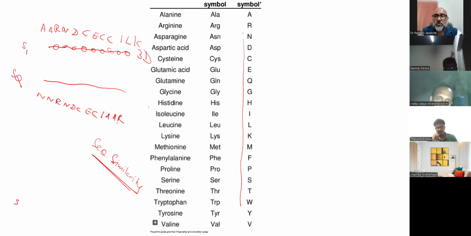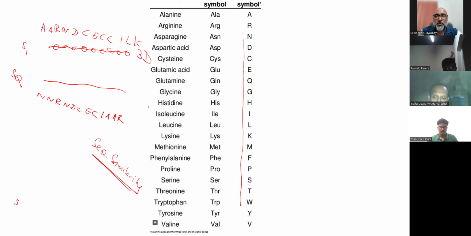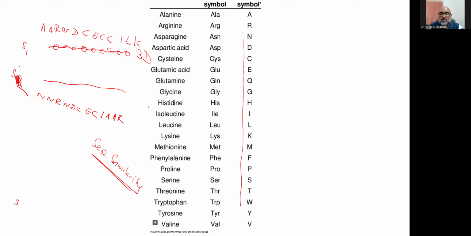Now I have two sequences. As a programmer, can you write a small piece of code to give me the sequence similarity? What is the percentage similarity between sequence 1 and sequence 2? We call these sequence 1 and sequence 2. Can you do that? How long is it going to take for you to do it?